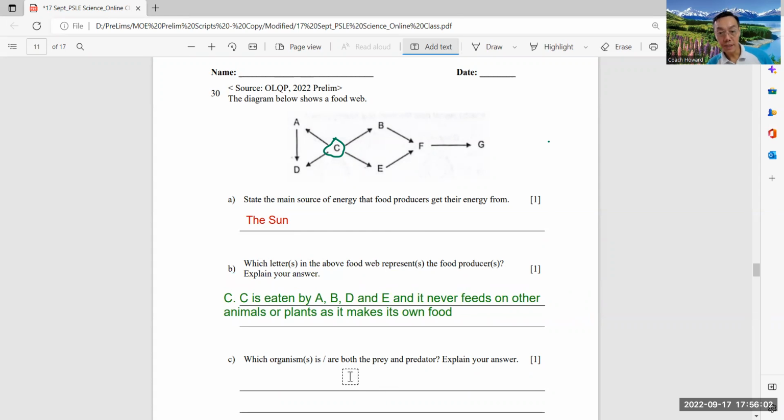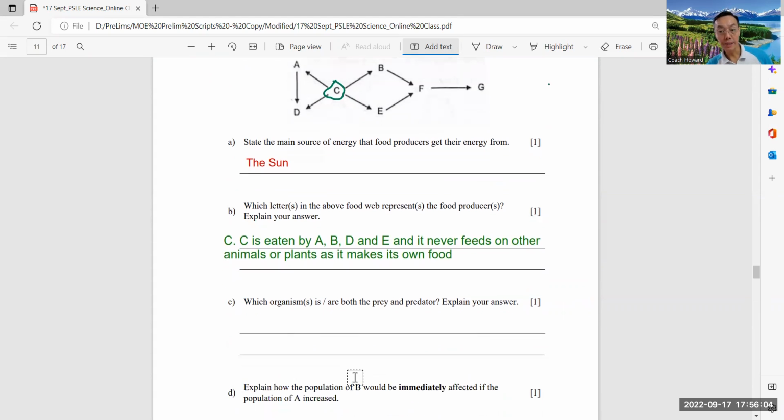Which organism is or are both a prey and predator? Explain your answer. So it's actually F. F feeds on B and E, and is eaten by G. Okay, very straightforward, this part.